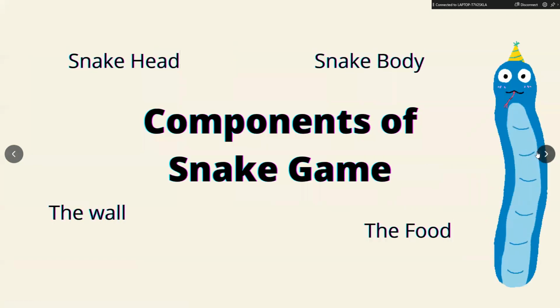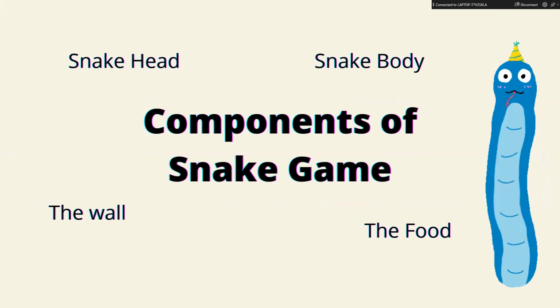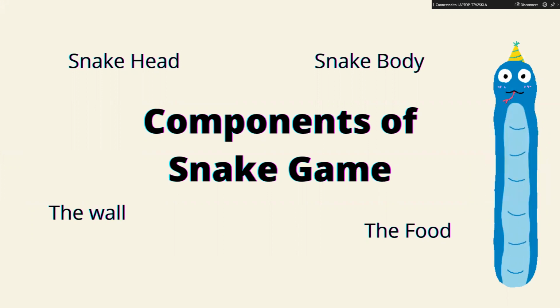Essentially, if you think about it, Snake game is just these four things. There's a snake head that chases the food and eats it. There's a snake body which grows each time it eats something. And there's also a wall. If you hit the wall, you either die or you go through the wall and come out the other side. For our game purposes, we keep it that if you hit the wall, you die.